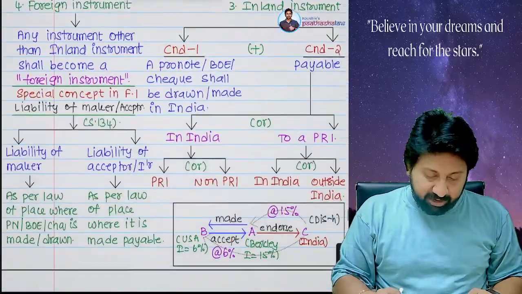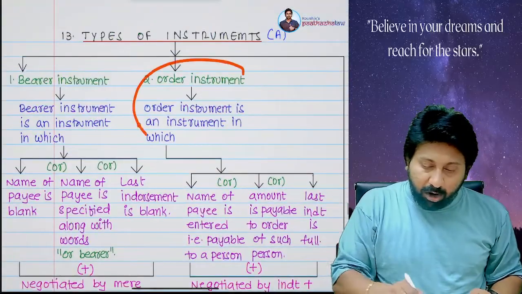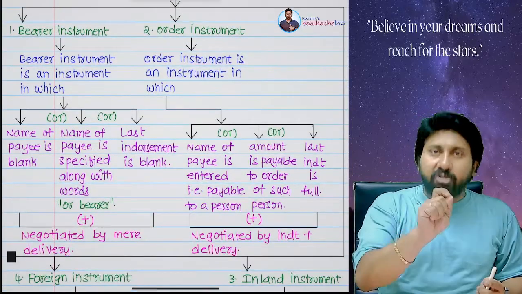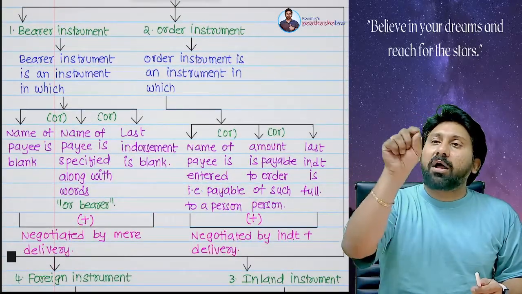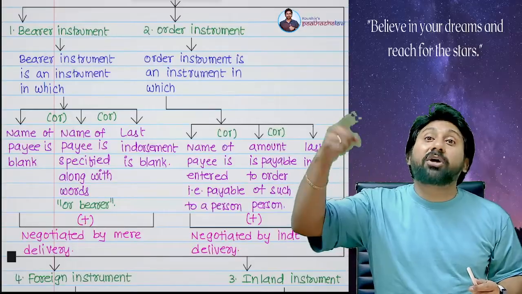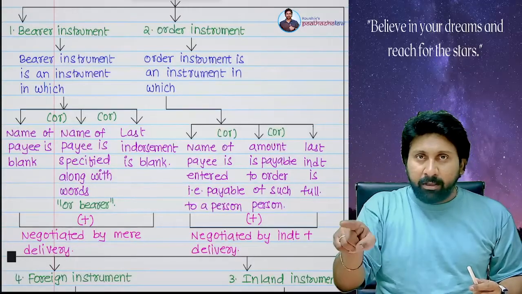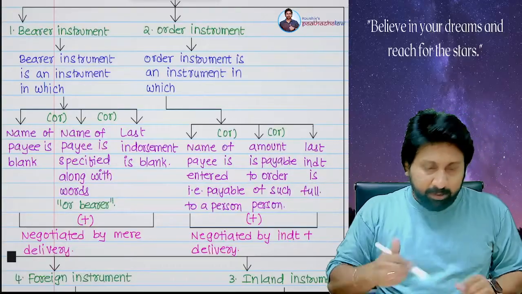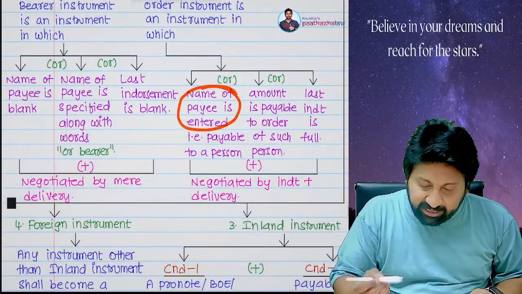Negotiated by mere delivery. Next, order instrument. What instrument here? Order instrument means clearly you will write pay to R Kaushik Mukesh or to his order. Means what? First pay to him. If Kaushik Mukesh orders to pay to some other person by endorsement, pay to him. That's it. Name of the payee is entered.